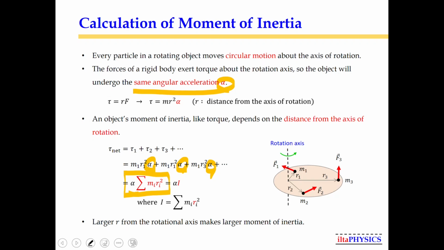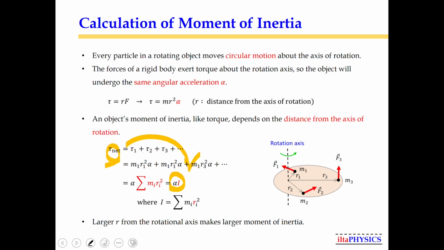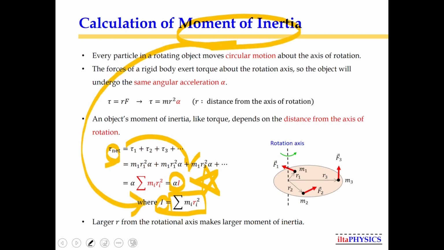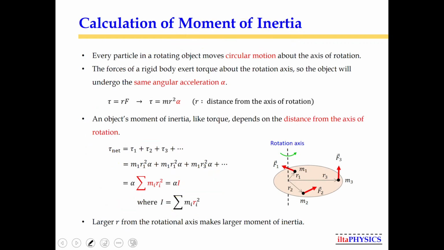In other words, the net torque on the entire rotating object is the product of the angular acceleration and the sum of the mass times distance squared for every point in the object. We call this sum, the total of every piece's mass times its distance from the axis squared, the moment of inertia. As you can see from the formula, the further a mass is from the axis of rotation, the larger the moment of inertia becomes.